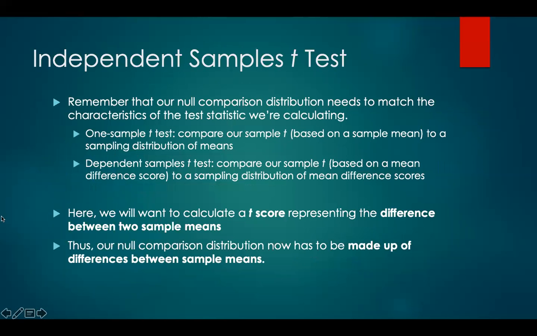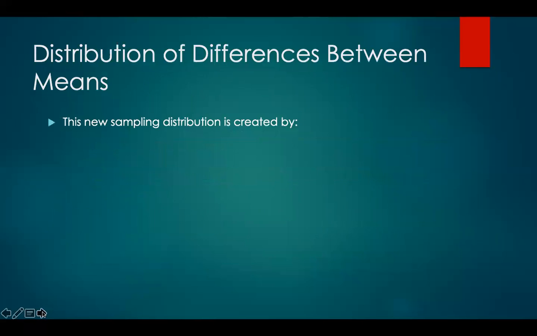So remember that our null comparison distribution needs to match the characteristics of the test statistic we're calculating. For a one sample t-test, we compare our sample t based on the sample mean to a sampling distribution of means. In a dependent samples t-test, we compare our sample t based on a mean difference score to a sampling distribution of mean difference scores. Here, we will want to calculate a t-score representing the difference between two independent sample means. Thus, our null comparison distribution now has to be made up of differences between sample means.